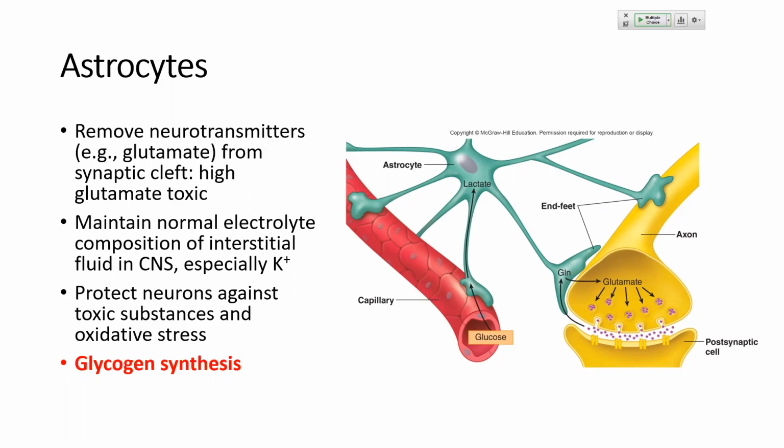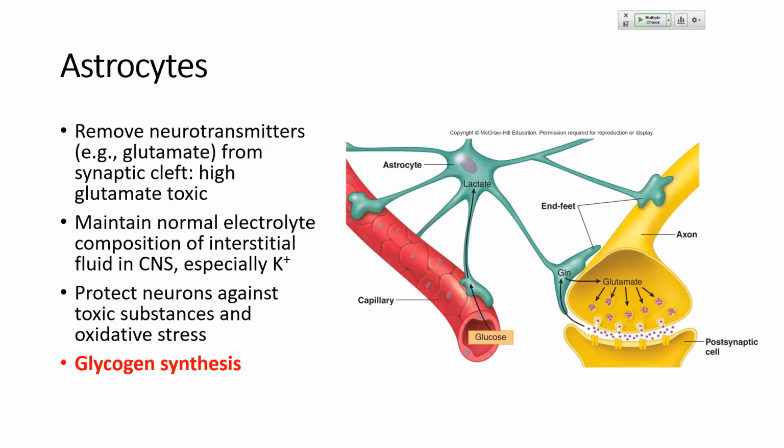potential. They also protect neurons against toxic substances and oxidative stress, as I mentioned earlier, by bridging that connection with those star-like projections. And then lastly here, they are involved in glycogen synthesis. Now the brain typically cannot store glycogen, but astrocytes do have the ability to store a small amount of glycogen. That's going to be really, really important.